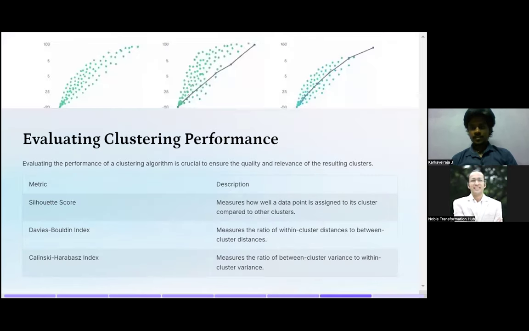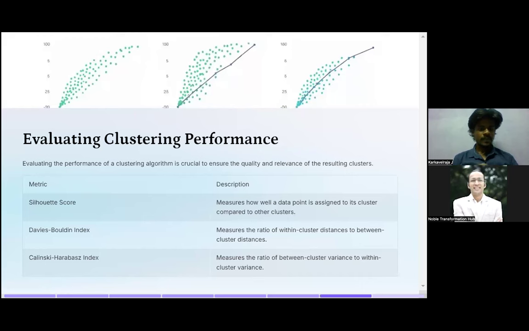I hope you have understood how it is working, right? So we have seen nearly three plus algorithms in clustering. Let us see how we can evaluate this clustering performance. Evaluating the performance of a clustering algorithm is crucial to ensure the quality and relevance of the resulting clusters. If you are getting a result and you don't know how to evaluate it, then there is no point in applying the algorithm to a data set. So you need to know how to evaluate this.